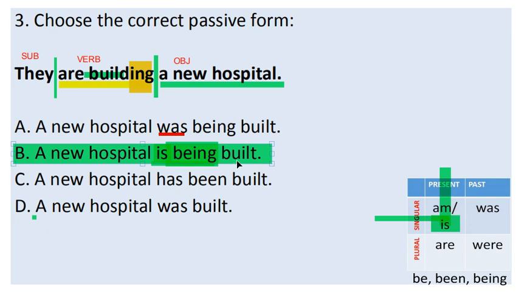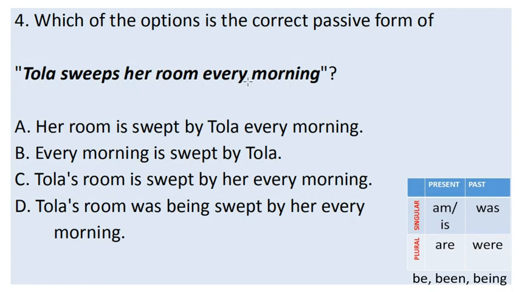Option B. Number 4. Which of the options is the correct passive form of Tola sweeps her room every morning? A. Her room is swept by Tola every morning. B. Every morning is swept by Tola. C.